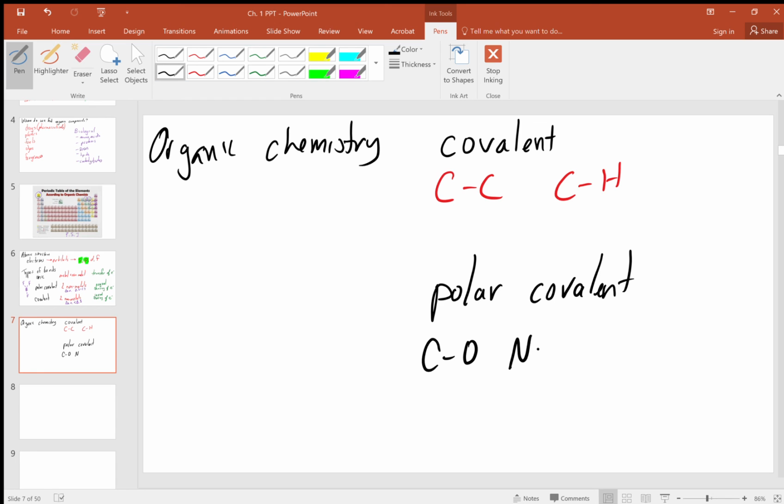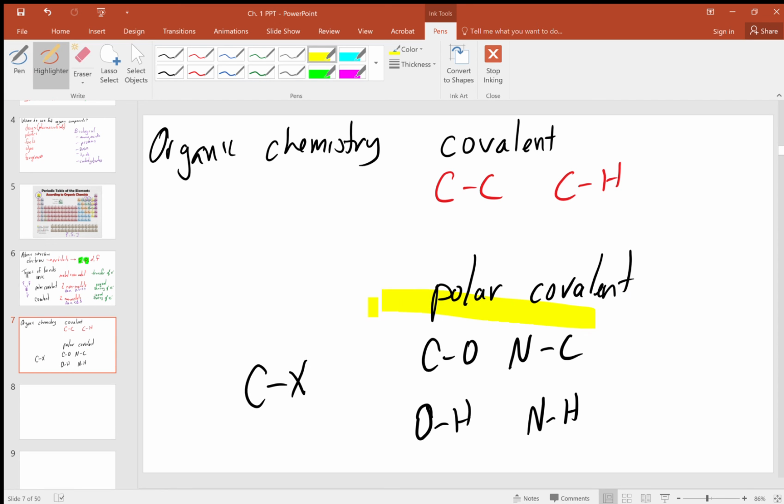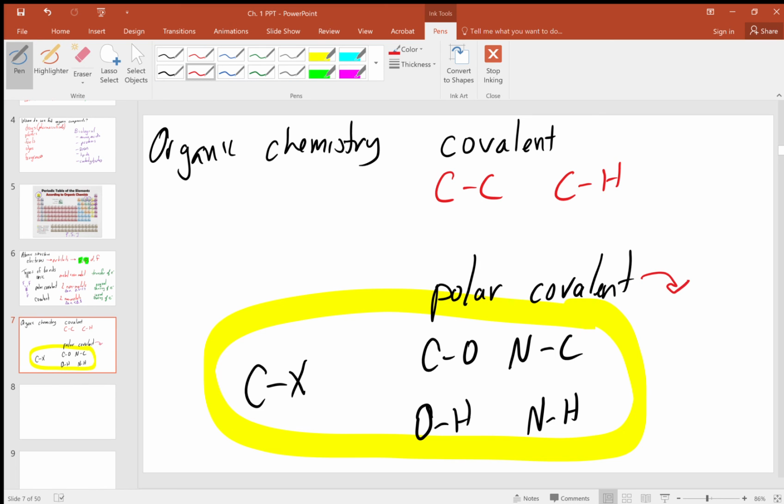Carbon-oxygen, carbon-nitrogen, OH, NH, as well as any carbon-halogen bonds. And in fact, it's these polar covalent bonds, as we'll learn over the next few months, that account for most organic reactions.